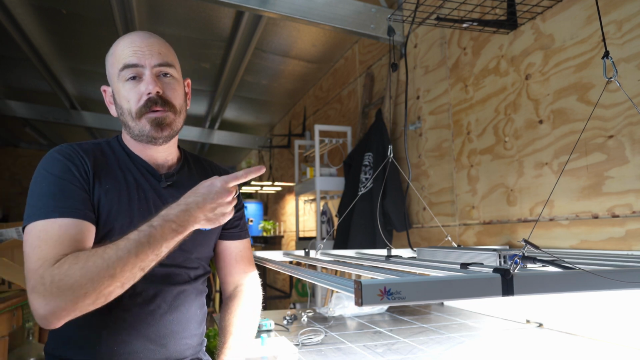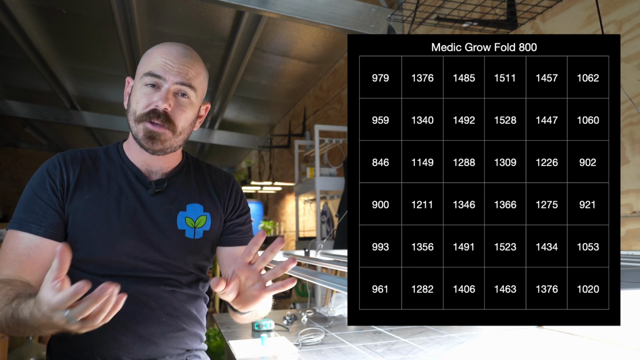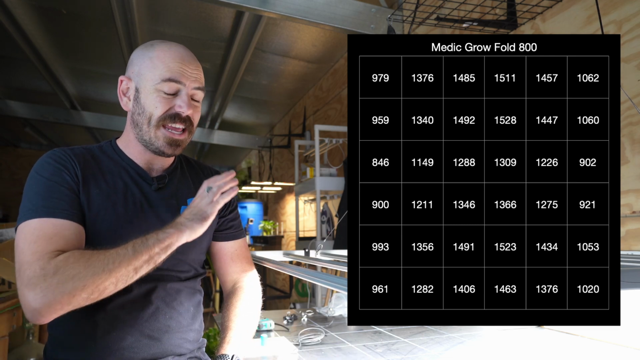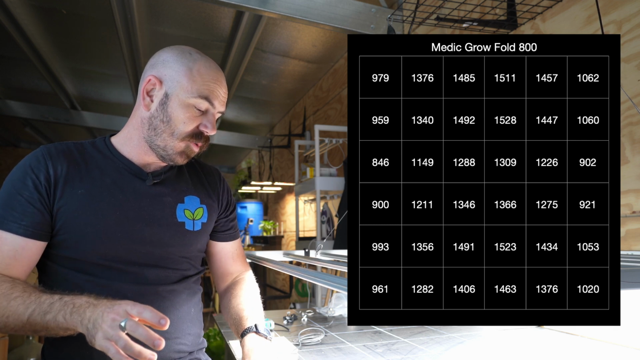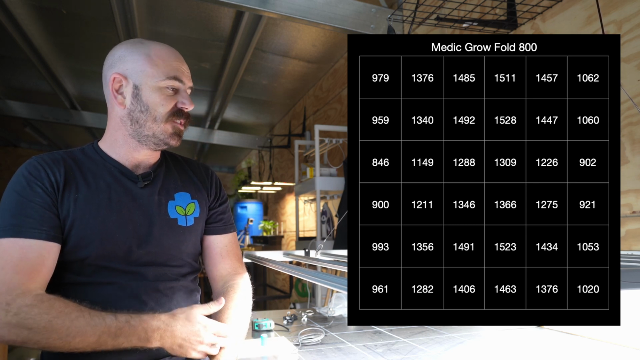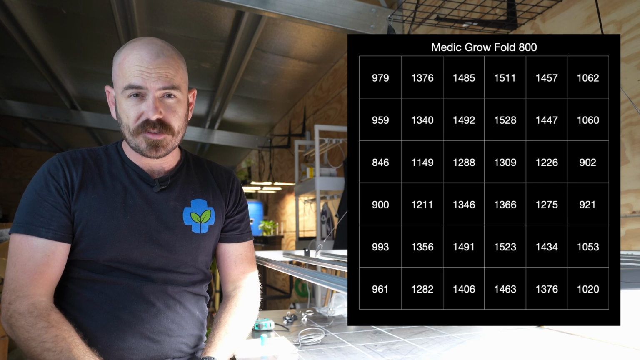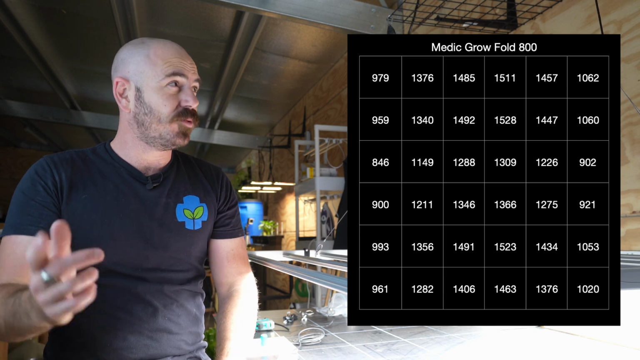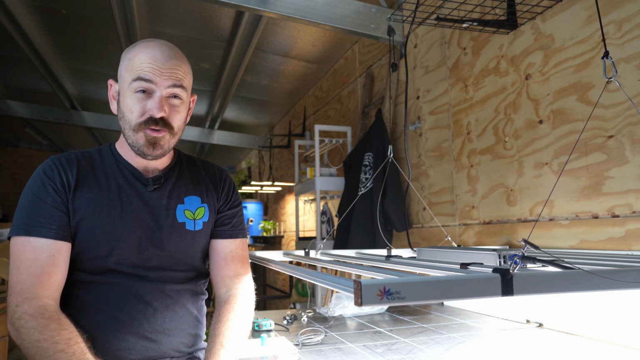All right, so I'll put the PAR map up on the screen here. As you can see, it's a really nice even distribution of PPFD, and it's spread over quite a large area as well. I don't have any problem saying that this would easily handle a 5x5. So the average across that PAR map was 1,244. We then times that by the area, which is 1,200 by 1,200 or 4x4 foot. So 1.44 meters squared, which gives us 1,791, and we divide that by the watt draw, which was 790 at the wall, and that gives us an efficacy of 2.3.